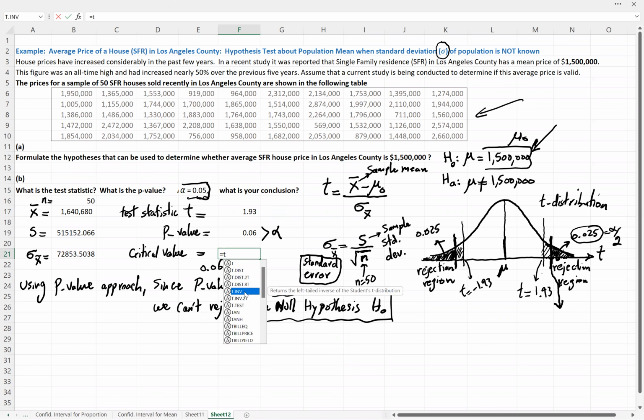This function returns the left-tailed inverse of the Student's t distribution. I need to provide the probability on the left side. Since I'm interested in 0.025 on the right side, I need to say 1 minus 0.025, so 1 minus alpha over 2, which is 0.025, and the degrees of freedom, which is n minus 1, 50 minus 1. There you go, roughly 2.01 critical value. So this point is approximately a t-value of 2.01, the critical value.